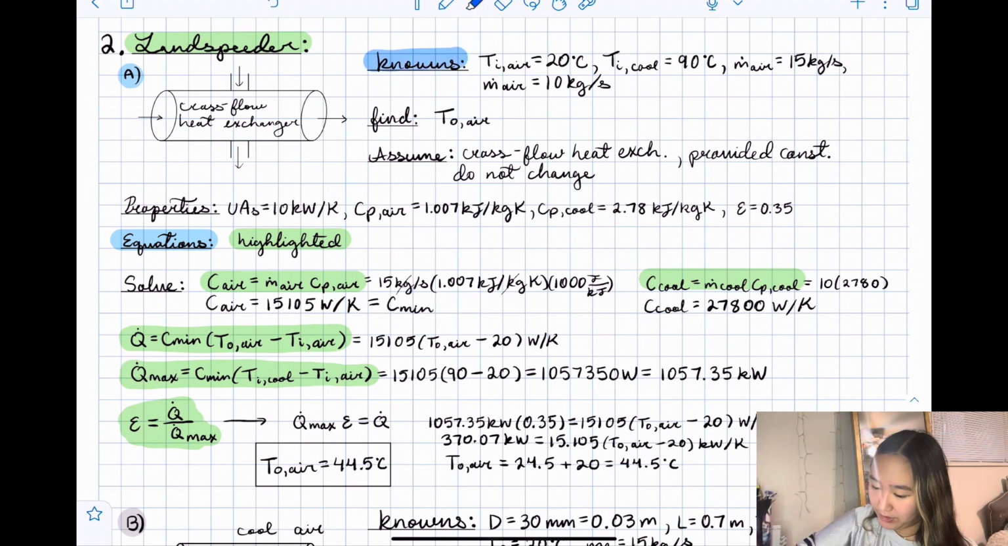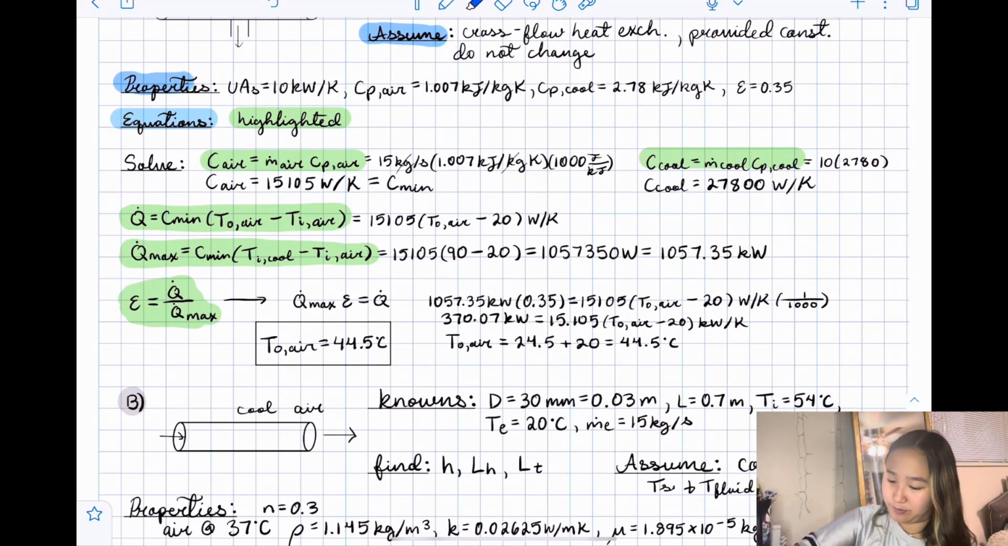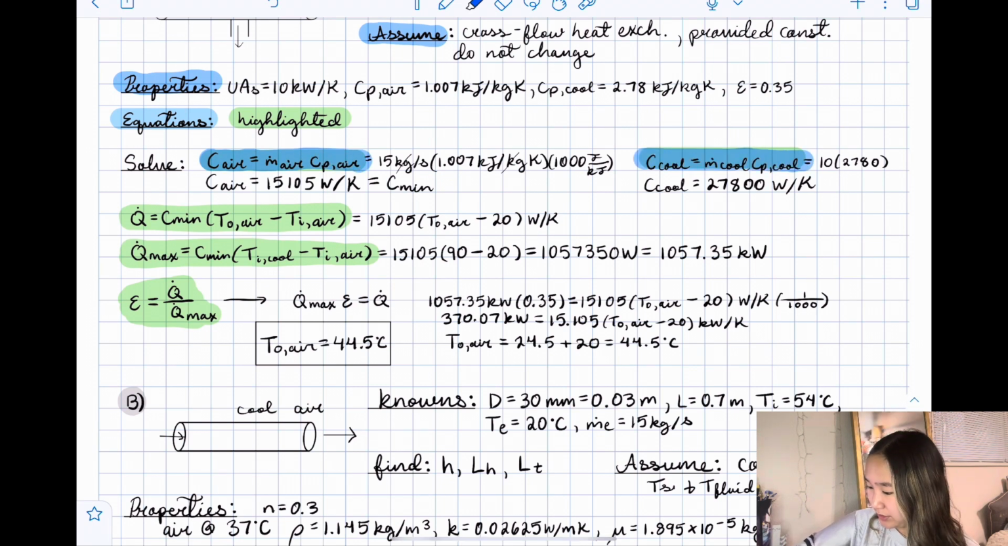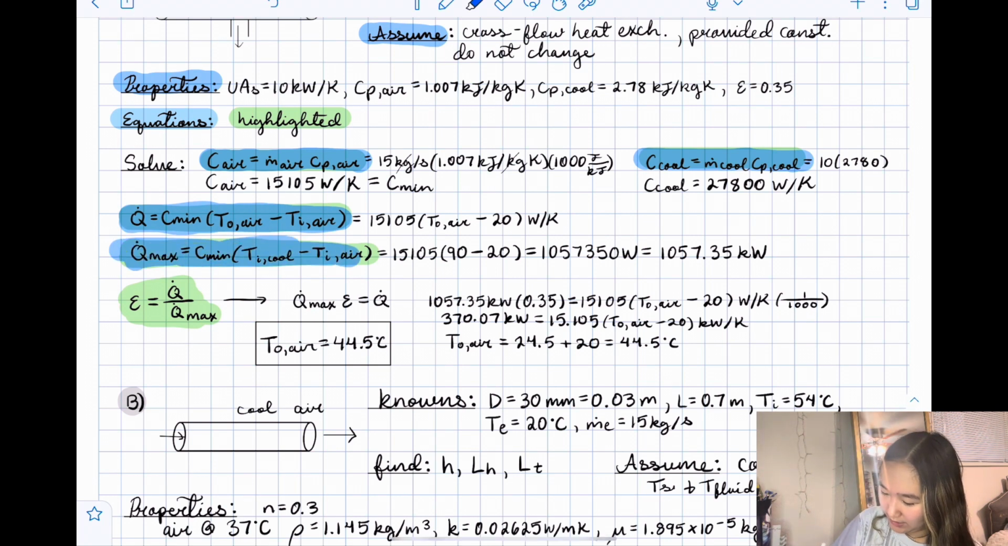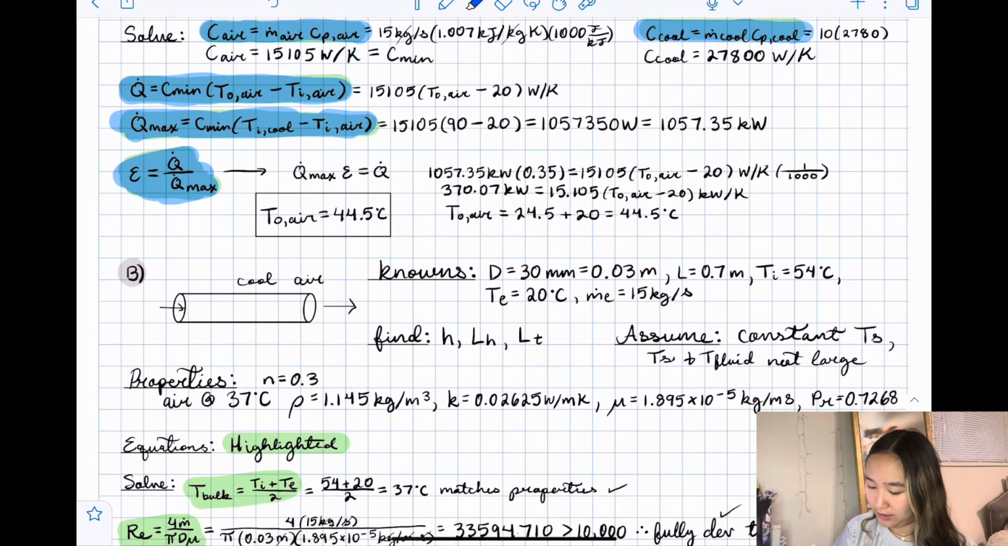So I've given a bunch of knowns for part A, and I asked to find the air exiting the heat exchanger. So assume it's a cross-flow heat exchanger, obviously, and provided constants do not change. And then here are some properties that I also provided so people didn't have to look them up. And then here are the important equations in relation to the heat exchanger, such as Q and then Q max. And here is efficiency. And then ultimately, this is what I got for the air exiting.